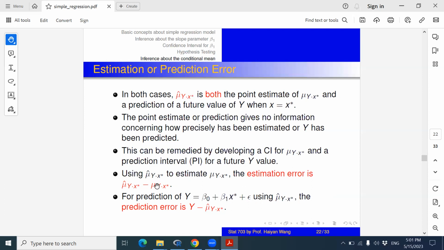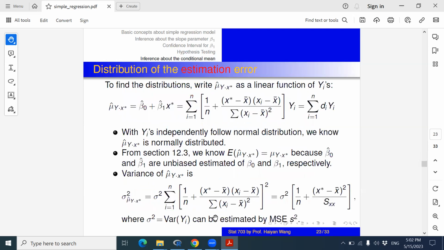On the other hand, when we do a prediction, the target is y, but what we used is mu hat. So the error in this case is y minus mu hat. And this estimation error versus prediction error will lead to the two of them having different variances. Why do we consider variance? Recall, whenever we want to consider a confidence interval, we always need the variance, right?